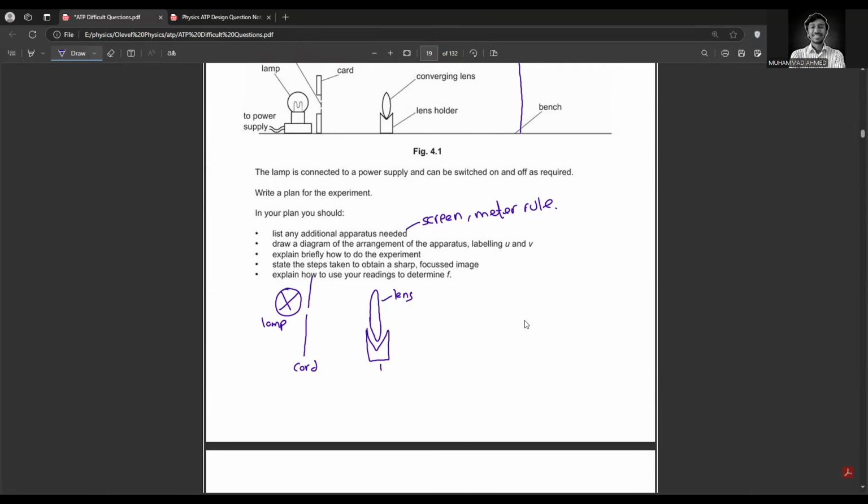This is a lens. This is your lens holder. Even I am laughing at my diagram.